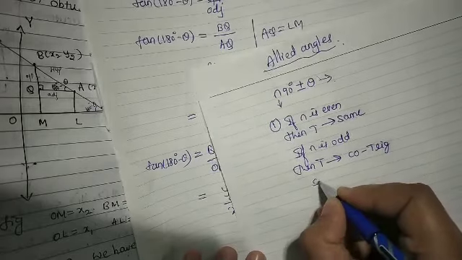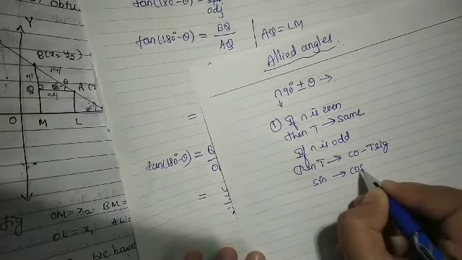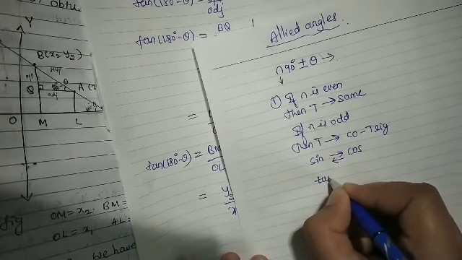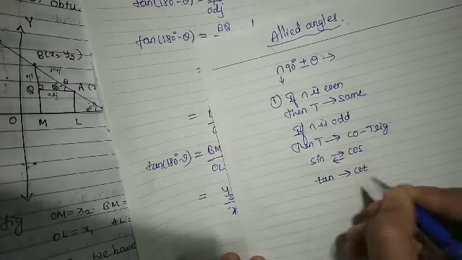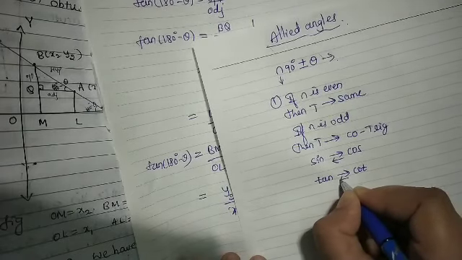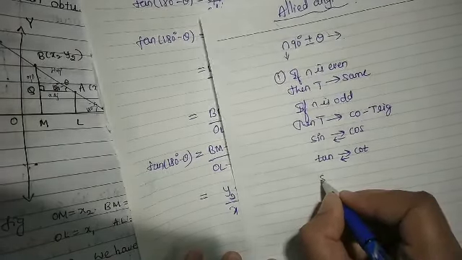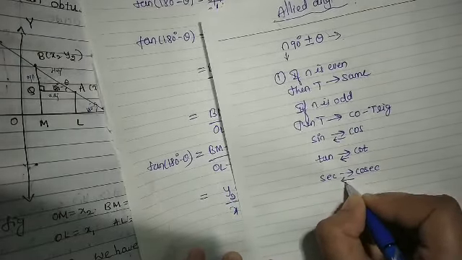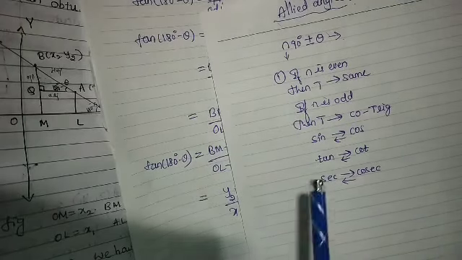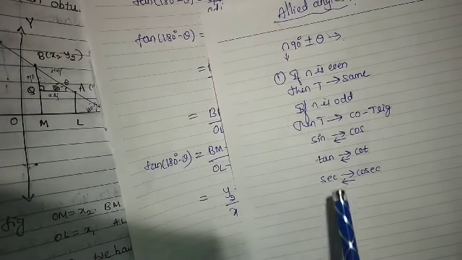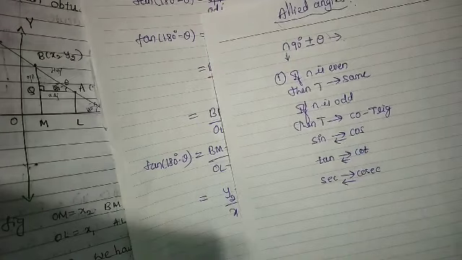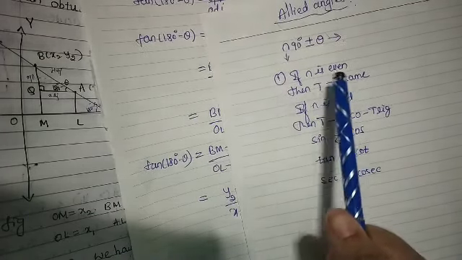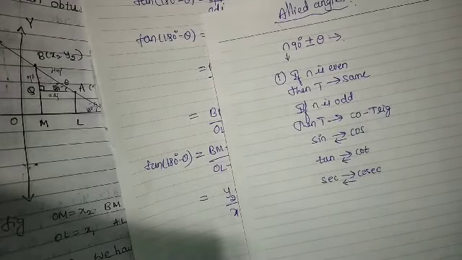So sin becomes cos, and cos becomes sin. Similarly, tan function will become cot function. If cot is there, then it will become tan. If sec is there, it changes to cosec, and if cosec is there, it changes to sec. So trigonometric functions change to their co-trigonometric functions when n is odd. If n is even, trigonometric functions remain the same.